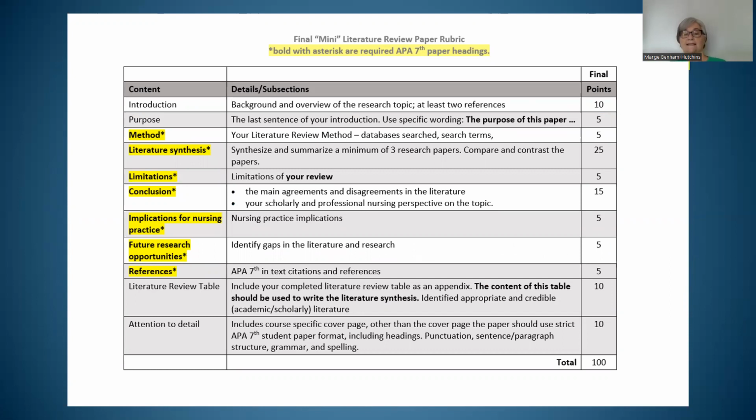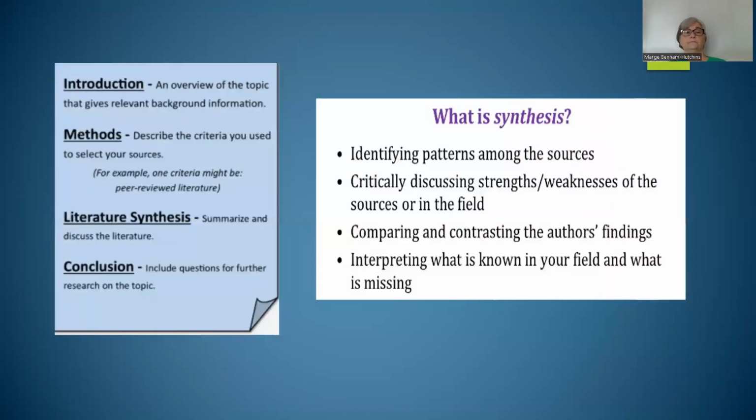Include headings, and that's where we're talking about the headings in the paper themselves, as outlined in this and highlighted. Punctuation, sentence and paragraph structure, grammar, spelling. APA is an editorial style and actually does have content about that and how to present things too. So you can use that. You can go to the writing center. You know, this should be a well-written graduate level paper.